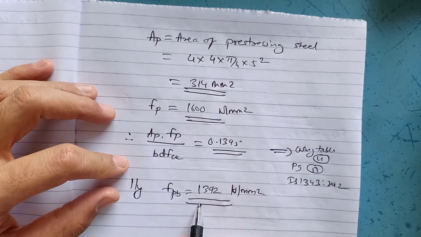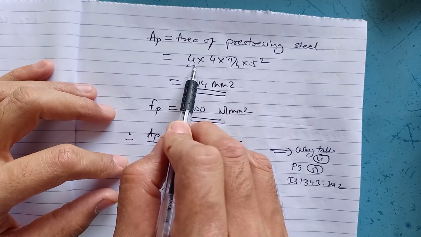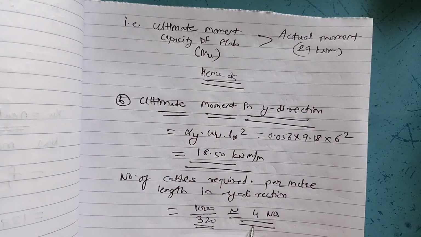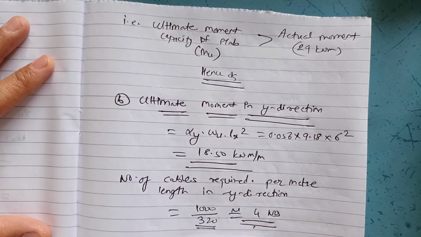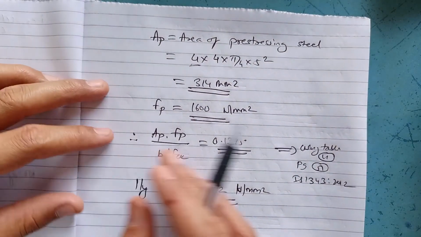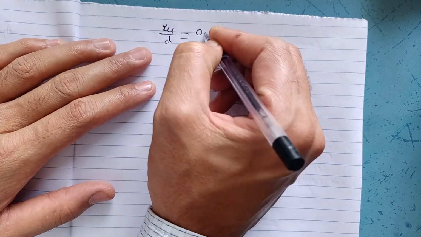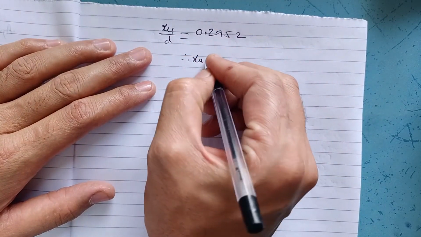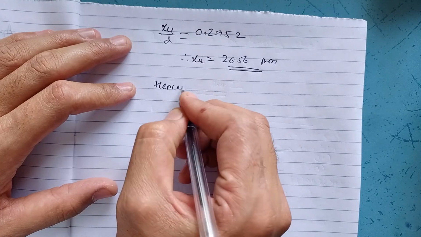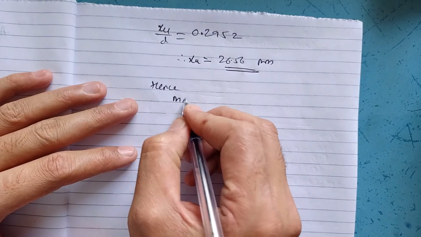Now why these values are coming same? Because number of cables coming here are 4. Since though spacing is different, we have rounded up our number of cables per meter length to 4 in y direction also. XU by D as 0.2952. Therefore, XU is equal to 26.56 mm. Hence, since all the values were same, no need for further calculation.